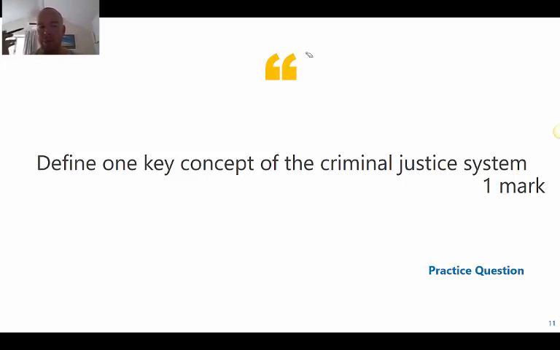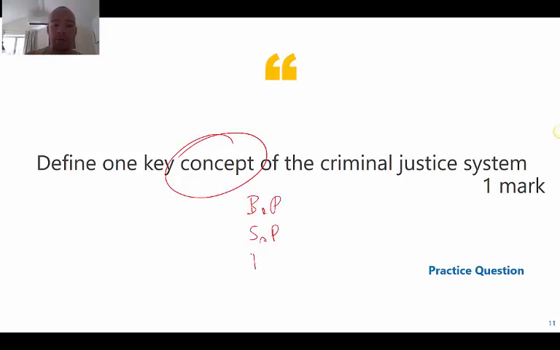You need to use a little bit of intuition to be like, okay, key concepts. What are the key concepts? They are the burden of proof, the standard of proof, the presumption of innocence, and summary offences versus indictable offences. Okay? I just need to define one of those. What will happen is you'll end up on an exam at the end of the year and see this question on there, define one key concept.